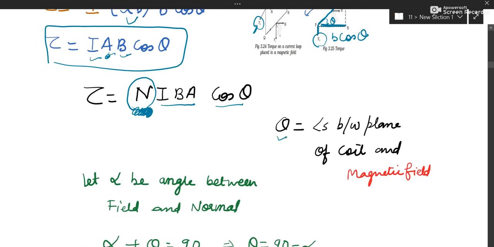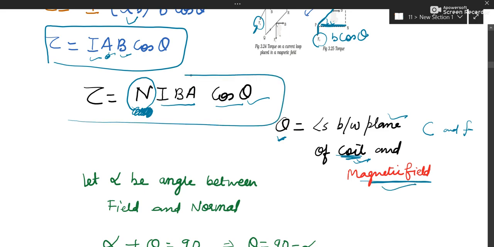But we'll have to keep in mind that this theta is the angle between the coil and the magnetic field. Rather, you can say the plane of the coil and the magnetic field. So this is the formula of torque in terms of the angle between the coil and the magnetic field.